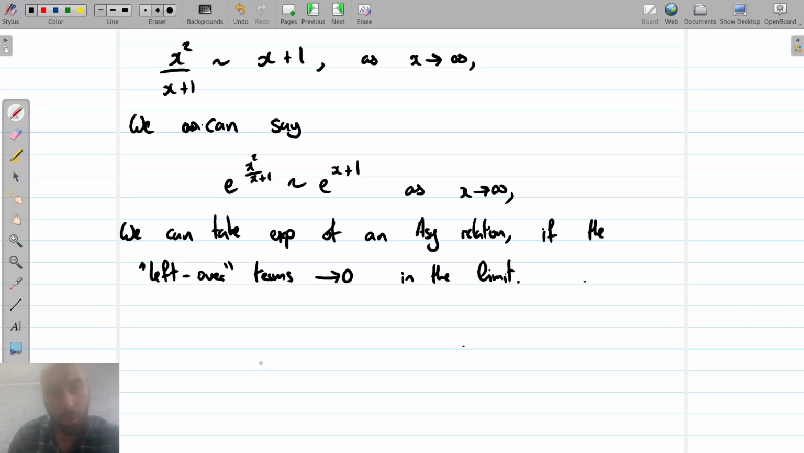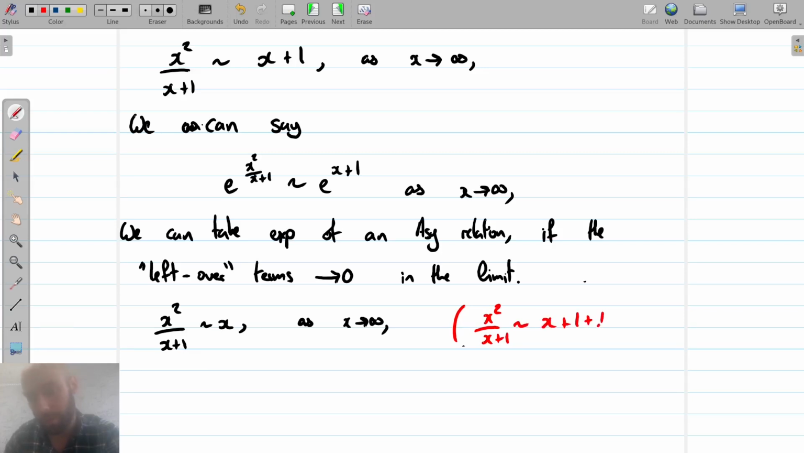Okay, so let's have a look at what went wrong in this first case. The first case we said x squared over x plus 1 twiddles x as x tends to infinity. And let's just remind ourselves of the full expansion. If I have infinitely many terms, if I want to keep all of the terms, which is impossible to do if you actually want to use it, but anyway, we've got this.